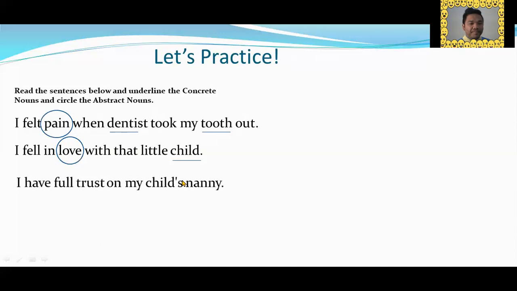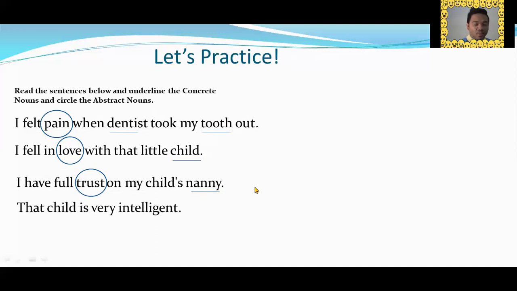Number three, I have full trust in my child's nanny. Now, can you underline the concrete noun? Great job, nanny. You can touch your nanny. However, trust is an abstract noun. Why? You cannot touch trust. You cannot taste it. You cannot smell it. So the trust is an example of abstract noun.